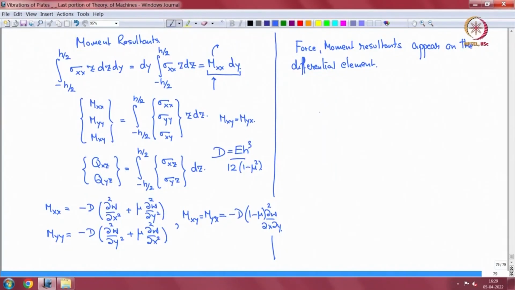Good morning and welcome to this next lecture on vibrations of plates and shells. Last class we started deriving the rectangular plate PDE using just force balance, and we had completed deriving the moment resultants and shear force resultants, and I said I will show you these resultants on a differential element.